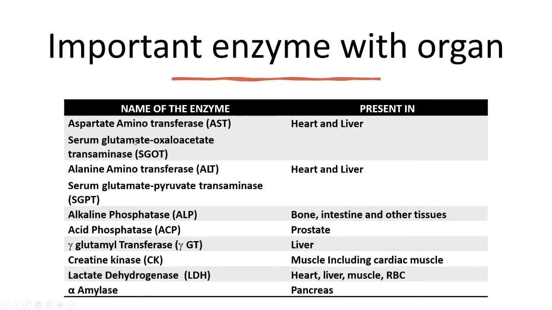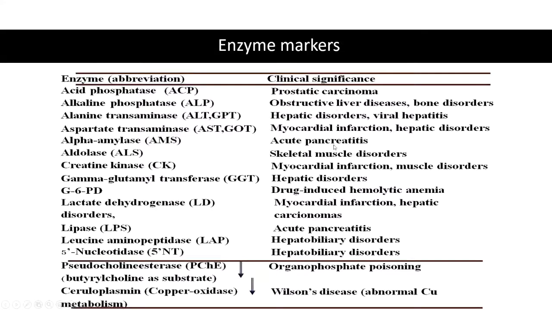So if we get any increase in the activity of these specific enzymes in the plasma, we can trace it to the organ. For example, if we get increased activity of acid phosphatase, then we will reach the organ prostate. So there may be a prostatic carcinoma, which may be a cause of the increase.